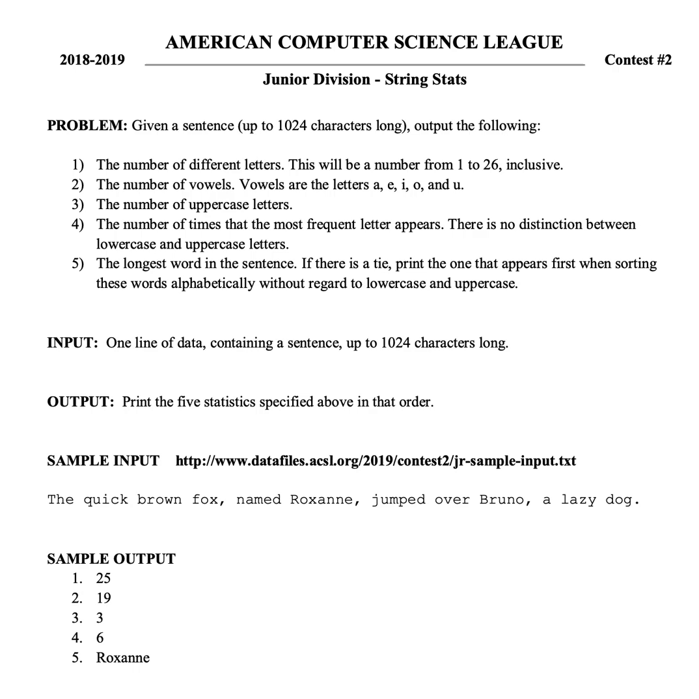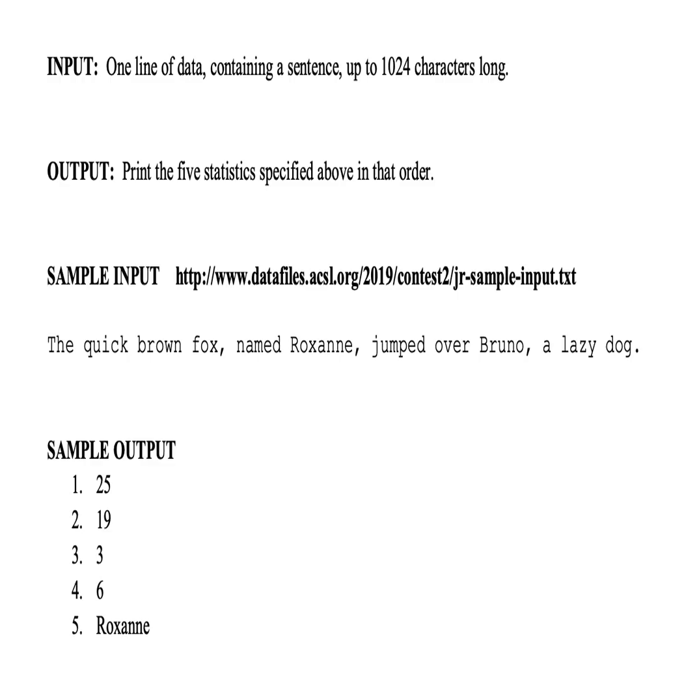We will work on last year's string stats code. This particular programming problem has 5 lines of output. There is sample input, which contains a sentence. That's a full sentence with letters and a comma and a full stop. And there is sample output, which contains 5 lines. So each line corresponds to one block of code, which we are going to write.